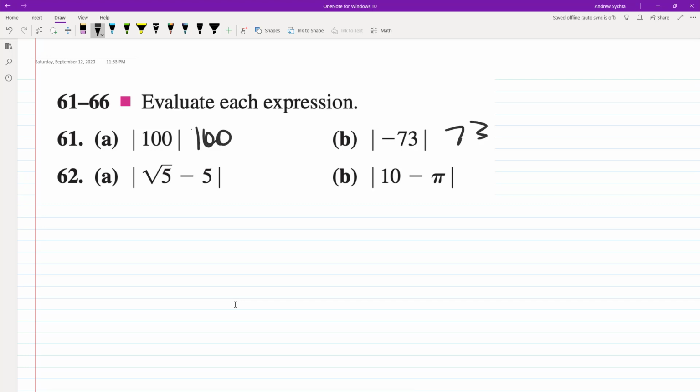173. 5 minus the square root of 5. And the reason why is because 5 is greater than the square root of 5. And since the square root of 5 is an irrational number, you just leave it in the exact form, which includes a radical. 10 minus pi. Because 10 is greater than pi, when you subtract pi from it, you get a positive result, which is the same as whatever you get after the absolute value sign. Okay.